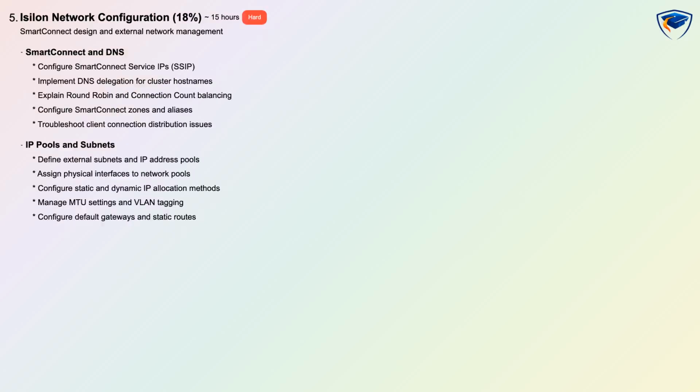The third domain, Isilon Identity Management and Authorization, focuses on authentication, directory services, and access control. In this domain, you'll learn about authentication providers and access zones, where you'll configure Active Directory and LDAP directory services, implement access zones to provide multi-tenancy, manage local users and groups within OneFS, configure provider priority and search order, and troubleshoot authentication connectivity and latency.